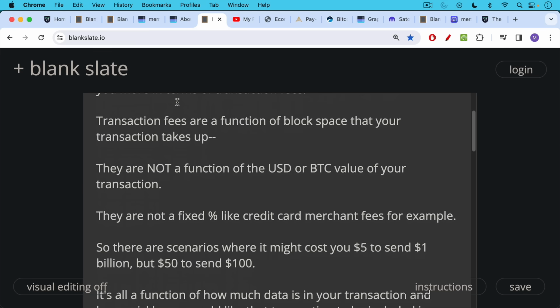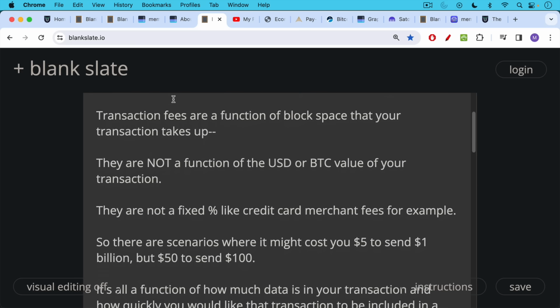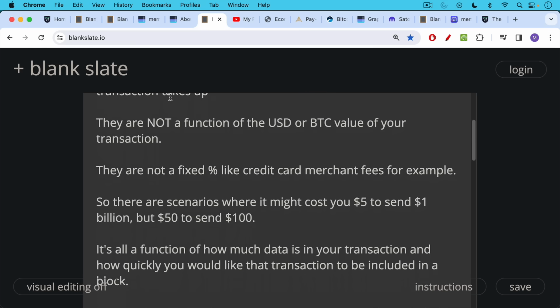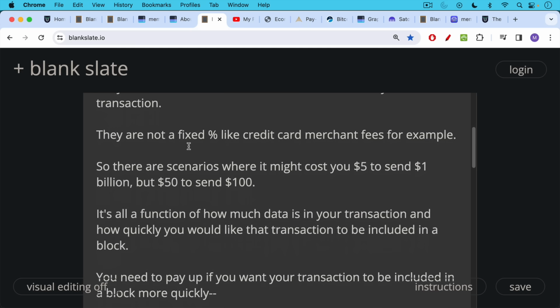They're not a fixed percentage like a credit card merchant fee, for example, which is usually like 2 or 3% that is charged to the merchant. So transaction fees are not a percentage of the monetary value of your transaction. There are scenarios where it might cost you $5 to send $1 billion, but $50 to send $100 if that latter transaction takes up more space on the block and has many more inputs and many more signatures, for example, a multi-sig transaction. It's all a function of how much data is in your transaction that you would like to be included in a block, and how quickly you would like that transaction to be included in a block.